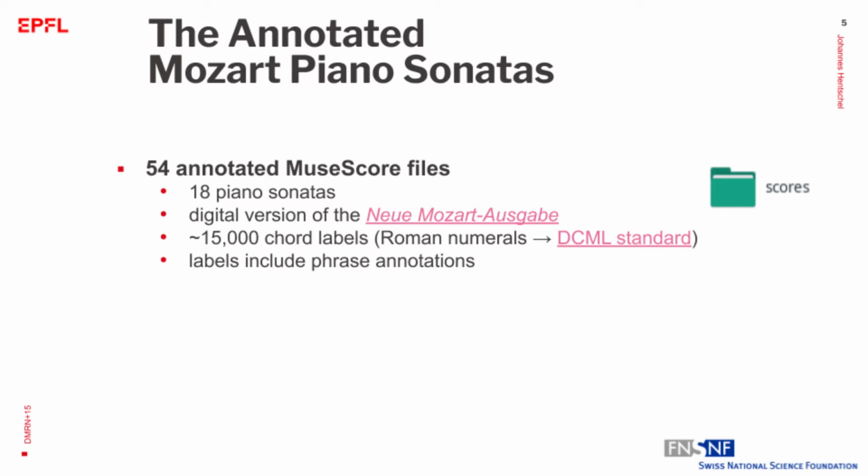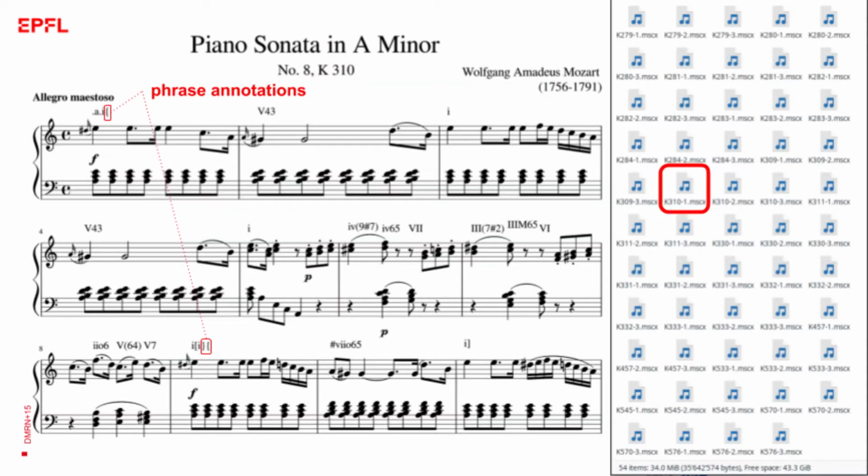Our annotators have analyzed the scores and written their harmony and phrase annotations directly into the MuseScore files, resulting in roughly 15,000 labels. In this example, the first movement of Sonata 8 in A minor, you see the DCML annotation standard in action. The standard offers a syntax for encoding harmonic features.